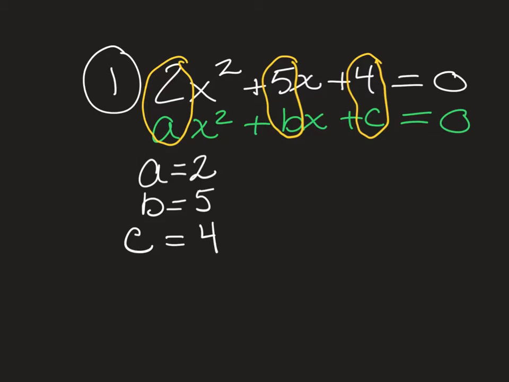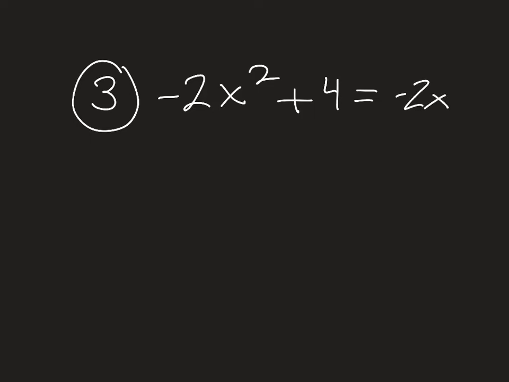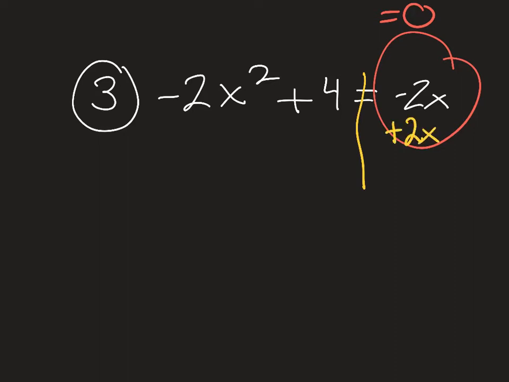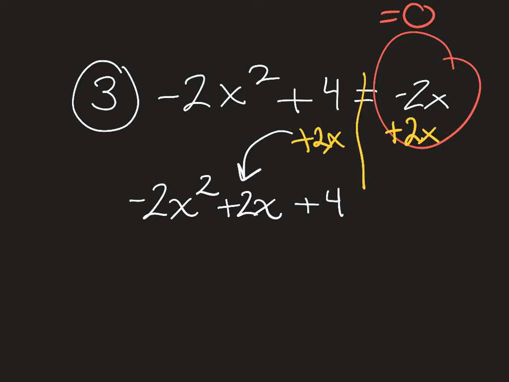Okay, let's look at number 3. Okay, so for number 3, it says negative 2x squared plus 4 equals negative 2x. Be super careful. We need this to equal 0. So I'm going to draw my line, and to undo a negative, you have to do a positive. So I'm going to add a 2x and add a 2x. So now I'm going to have a negative 2x squared. I'm going to write the x term next because we write them in order. So x squareds, then plus my 2x's, and then plus 4 equals 0.